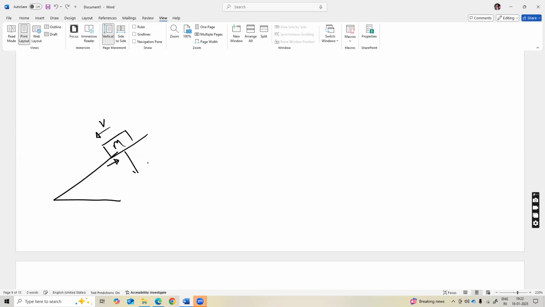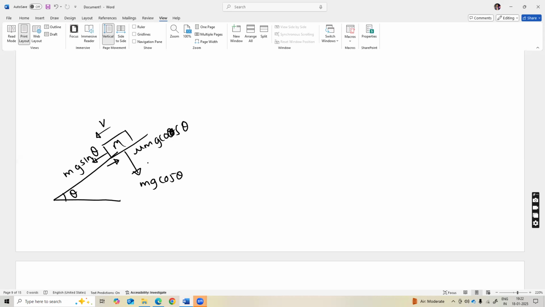So here, the normal reaction, if let's say this angle is theta, is mg cos theta. So mu mg cos theta will be acting as friction, and mg sine theta is the force, or component of weight, acting on this object, okay, in this case.